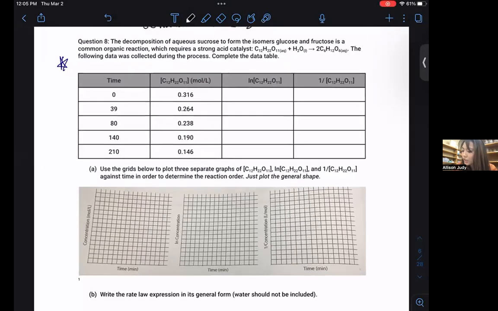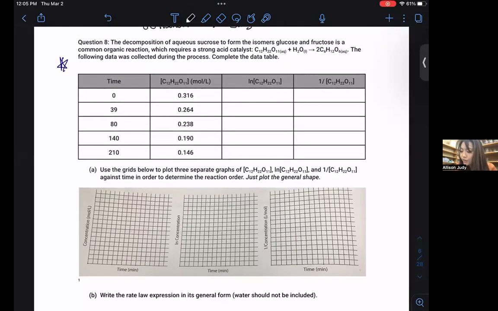What we are given is time, and the original concentration in molarity of the sucrose. Then we plug the value of the sucrose concentration into the calculator and perform the following calculations: the natural log of the given concentration, and 1 over the concentration. The reason why is that each one represents first versus second versus zero order. The relationship between time and concentration examines whether we have a zero order. The relationship between time and natural log helps us identify if we have a first order. And the relationship between time and 1 over the concentration helps us analyze if we have a second order.